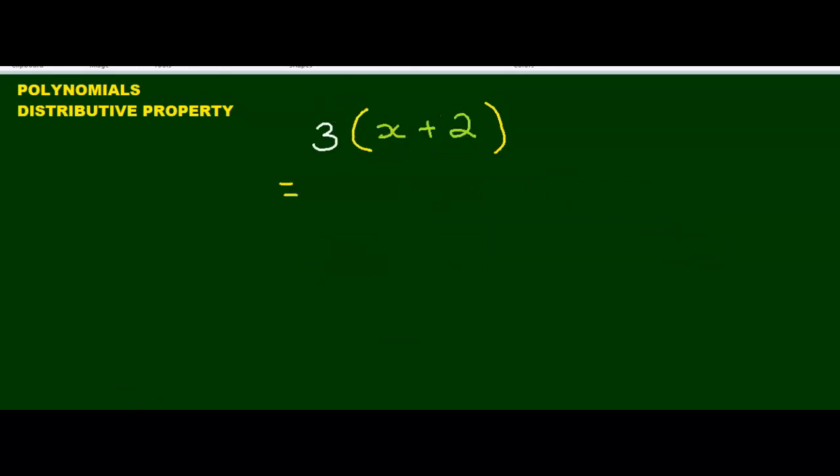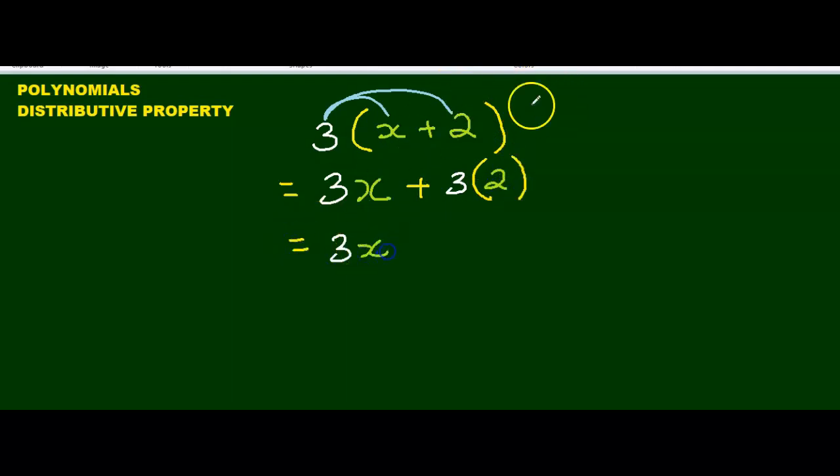The same thing applies when we have a constant on the outside of our parentheses. We're going to multiply it by every term on the inside of the parentheses. So I'm going to do 3 times x, so we have 3x, plus 3 times 2, which gives me 6. And that's how we solve a very simple distributive property polynomial.